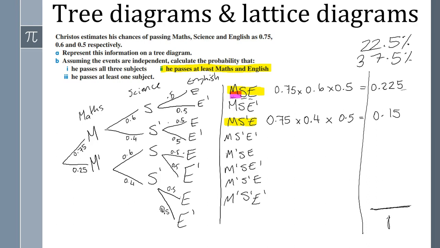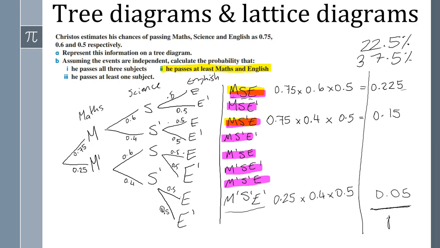Okay, so all of these: he passes maths, that one he passes science and English, that he passes science. So it's pretty much all of them but the last one. Again, if you're a diligent student, you add them all up. I'm going to do it the lazy way. I'm going to find out what this is and just take it off 1. So I'm going to go probability of failing maths times the probability of failing science times the probability of failing English is 0.05. So if I go 1 minus 0.05, I've got a 95% chance of passing at least one subject.